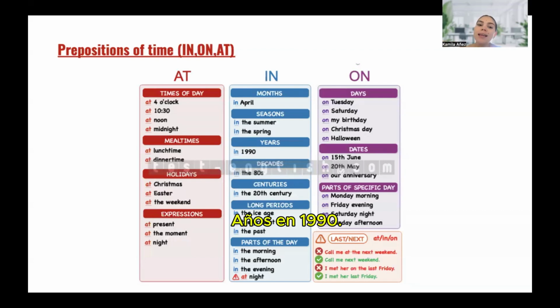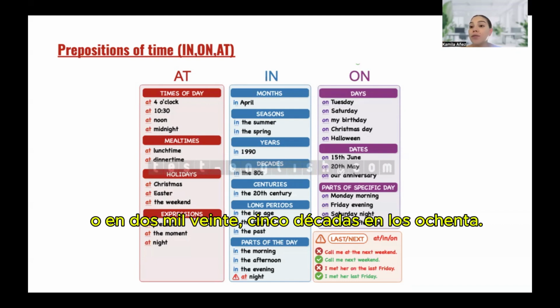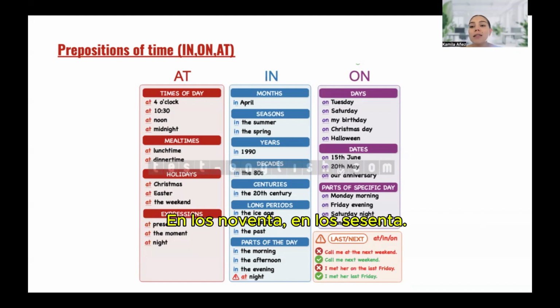For years: in 1990 or in 2025. Decades: in the 80s, in the 90s, in the 60s. Centuries: in the 20th century, in the 21st century. Long periods: in the ice age, in the present, in the past, in the future, right?